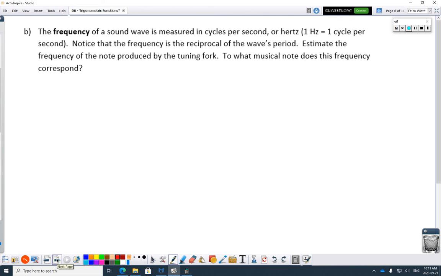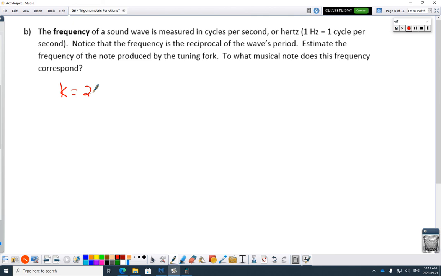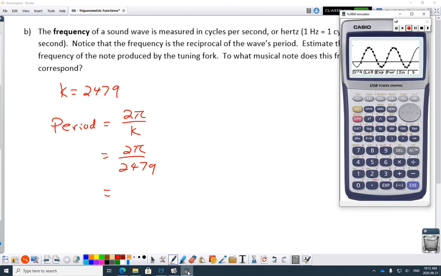The frequency of a sound wave is measured in cycles per second, or hertz. So in the middle of all this, you might be like, these are sound waves. Don't we normally talk about frequency, not period? And yes, it's true. To get frequency, all you gotta do is 1 divided by the period. Here, from there, I got a K value of 2479, which means if I wanted the period of these waves, I'd go 2 pi over the K value, 2 pi over 2479. I've rounded off to the nearest whole here because I'm just trying to show you the procedure. So then I go back to my calculator and I go menu 1, 2 pi divided by 2479.